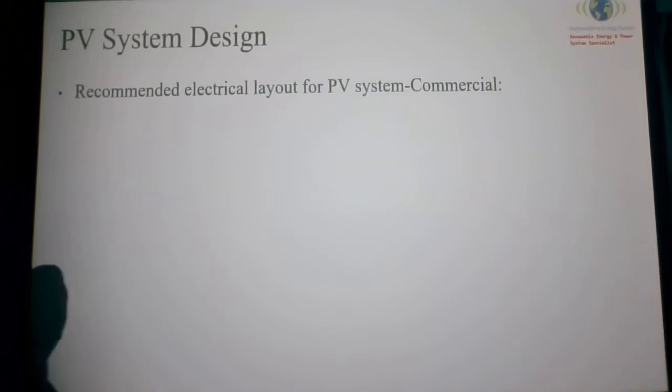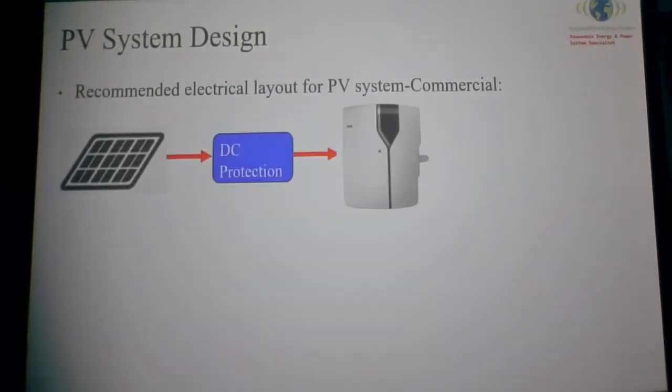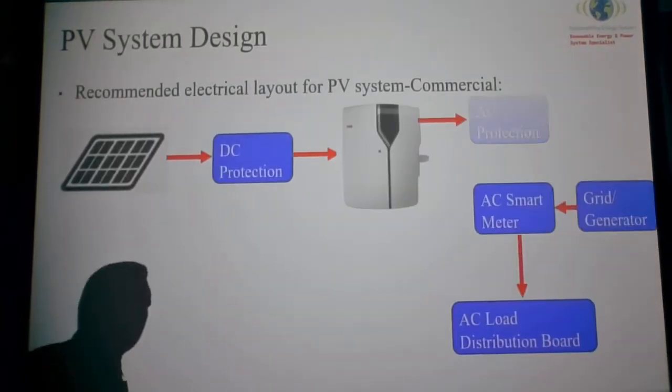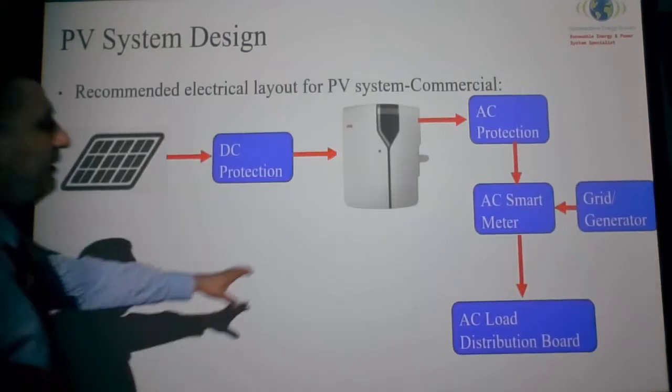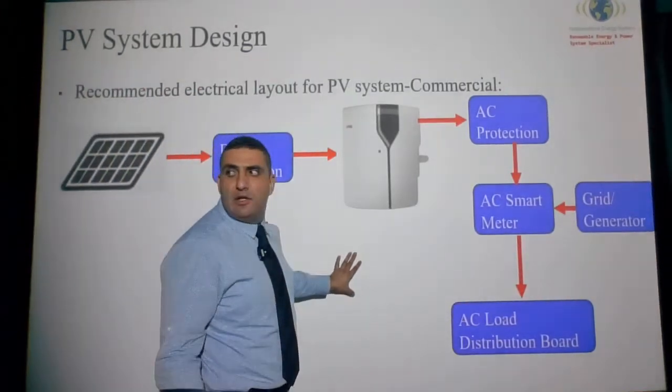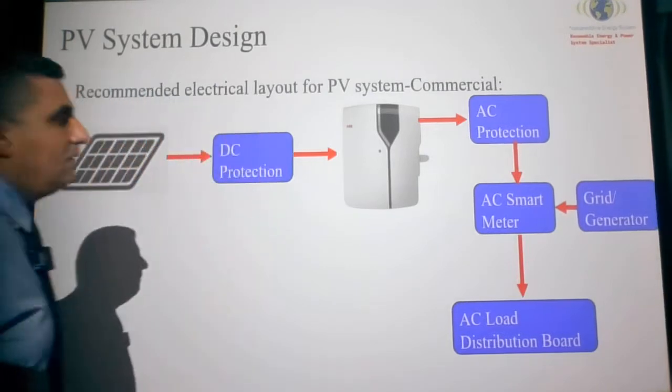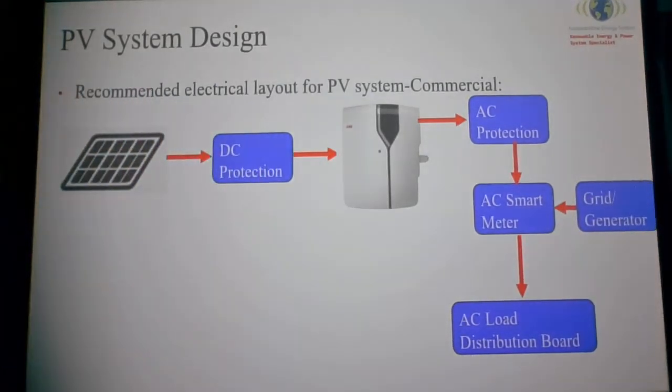Now, recommended electric layout for commercial. This is if you don't have a battery system. No battery system, you still have the same, except you eliminate the batteries.